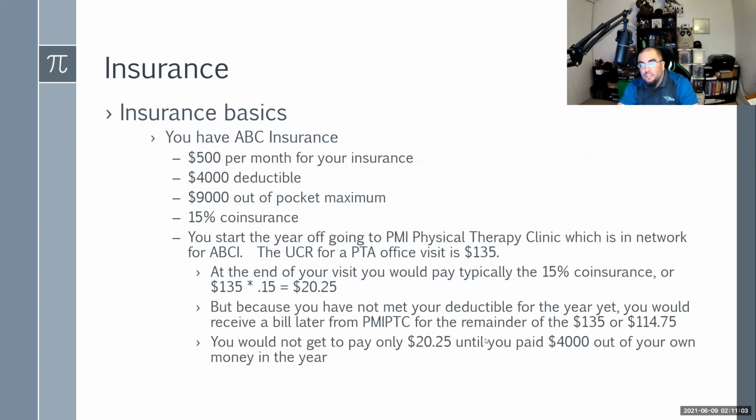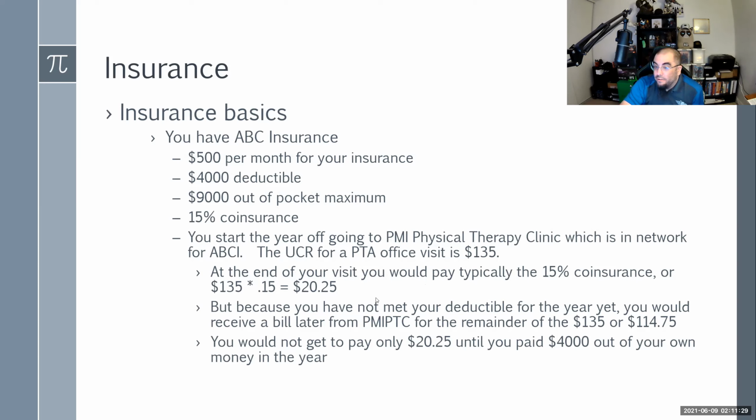Here you have ABC Insurance. You pay $500 a month for your insurance. You have a $4,000 deductible. You have a $9,000 out-of-pocket max and a 15% coinsurance. You start off the year going to PMI Physical Therapy Clinic, which is in network for ABC Insurance. Your UCR for the PT visit is $135. At the end of your visit, you would typically pay the 15% coinsurance, or $135 times 0.15.